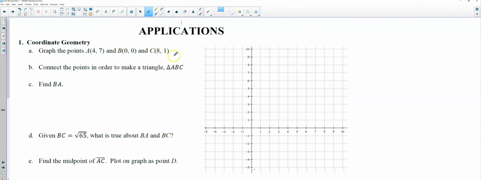Let's see. Applications. Okay, let's look at this. Graph the point A at 4, 7. So that's point A. Then point B is at 0, 0. That's point B. And then point C is at 8, 1. That's point C. Okay, connect the points in order to make triangle ABC. So let's connect those points.